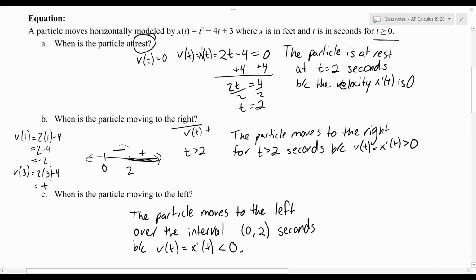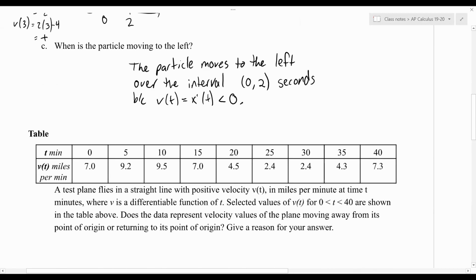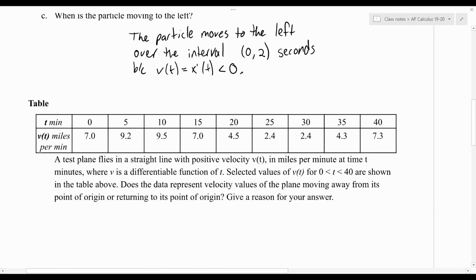Now, this is with equations. Let's take a look with a table. So here we have this table, and it is modeling a test plane that flies in a straight line with positive velocity v of t in miles per minute at time t minutes, where v is a differentiable function of t. Selected values of v of t for t between 0 and 40 are shown in the table above. Does the data represent velocity values of the plane moving away from its point of origin or returning to its point of origin?